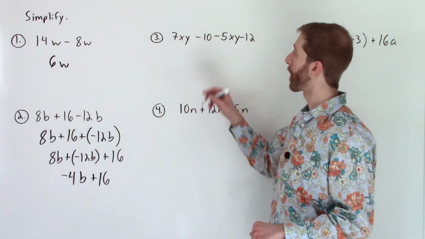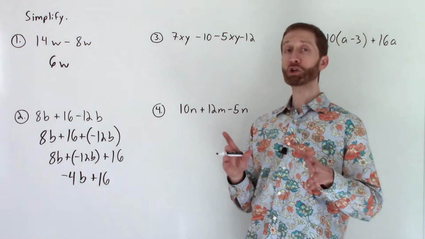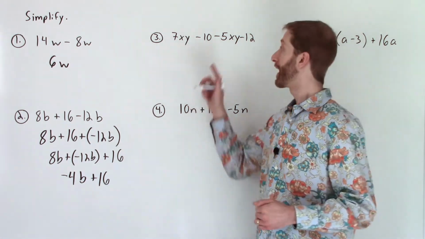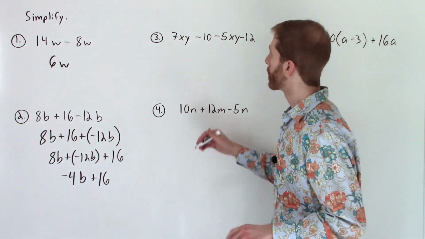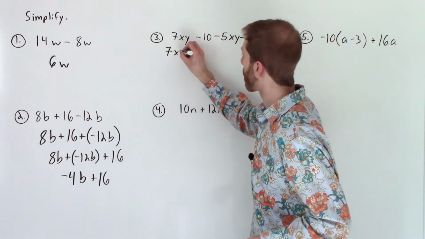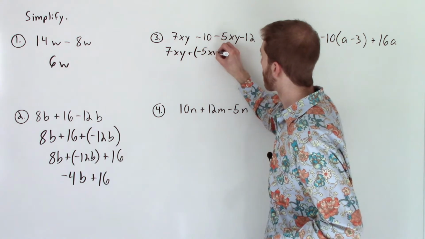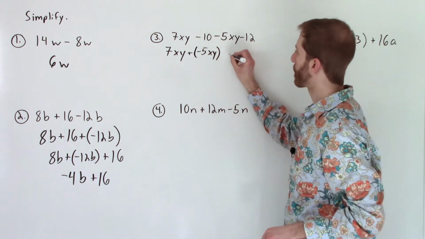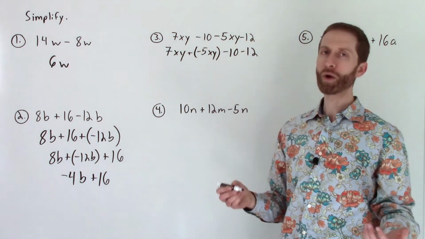Okay, so on to number 3. We've got 7xy minus 10 minus 5xy minus 12. Don't be scared by the x times the y. X times y and x times y, they are like terms. It happens to have 2 variables. So in my head now, what I'm doing is I'm rewriting everything as 7xy plus a negative 5xy. And now I've got plus a negative 10 plus a negative 12, or you could write it as minus 10 minus 12. Either way is fine.